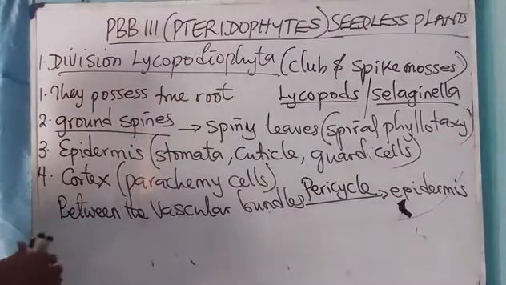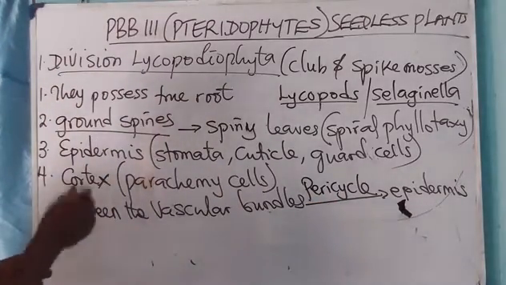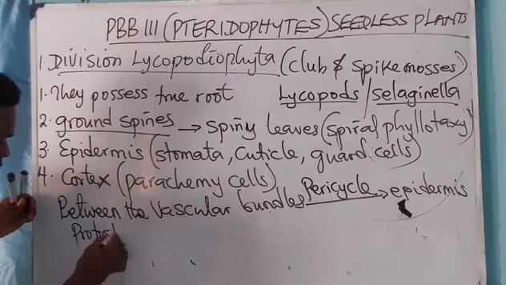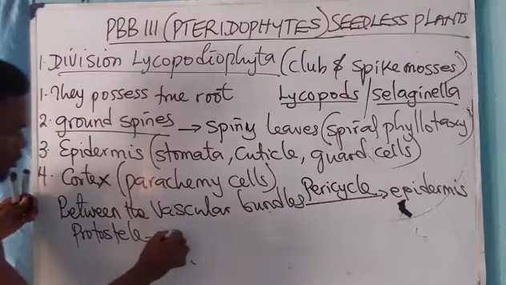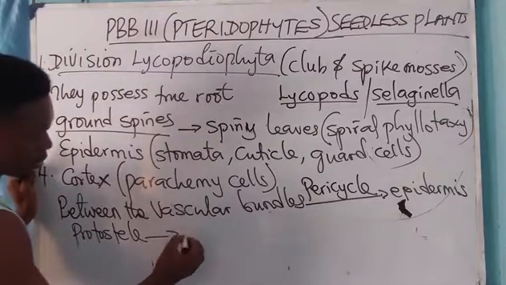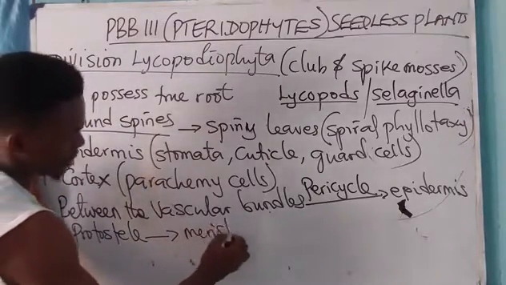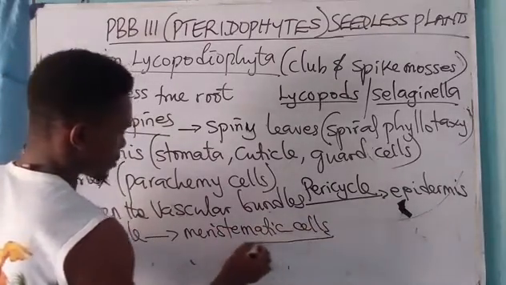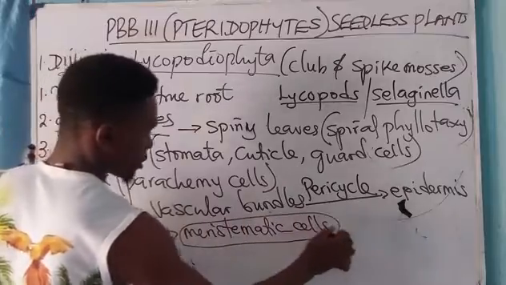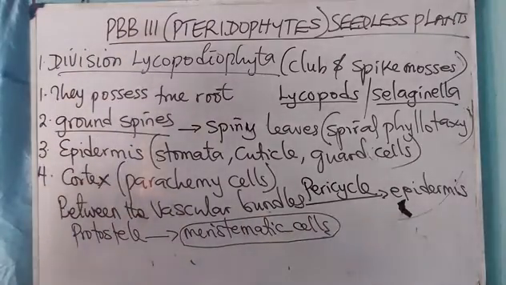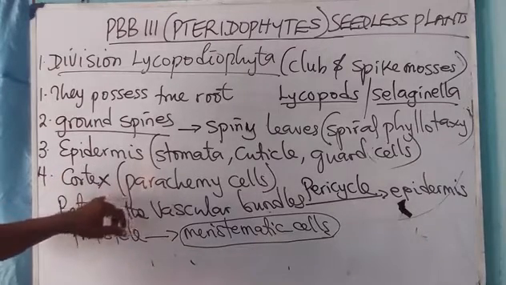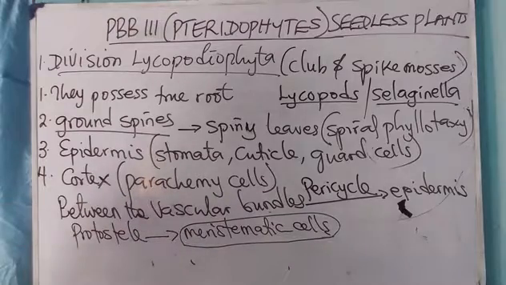Now, at the middle of the stem is what? The protostele. And this part has a lot of what? Meristematic cells. Take note of that. I think for now we are through. Okay. Epidermis, cortex, the innermost part of it has a lot of parenchyma.